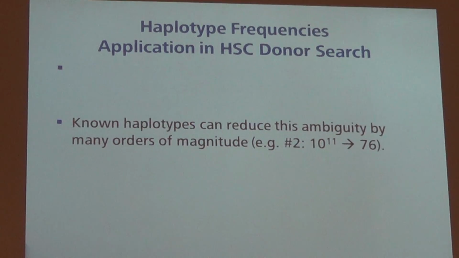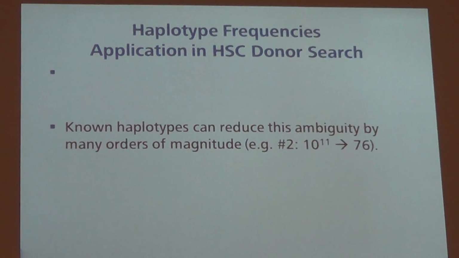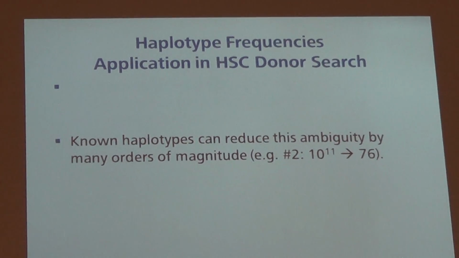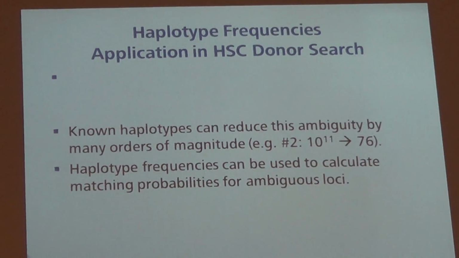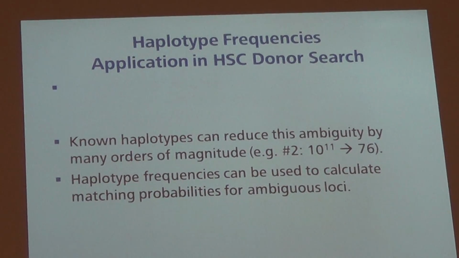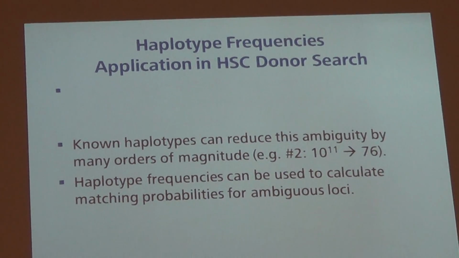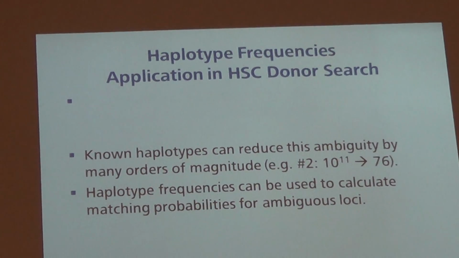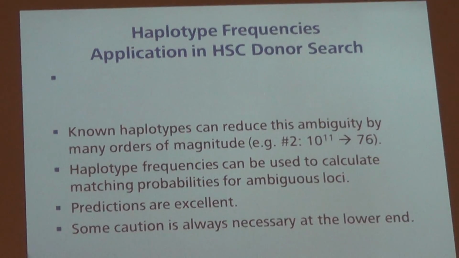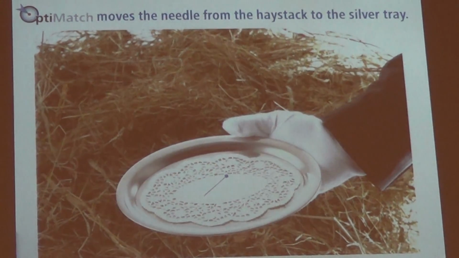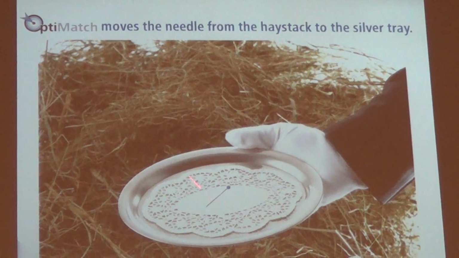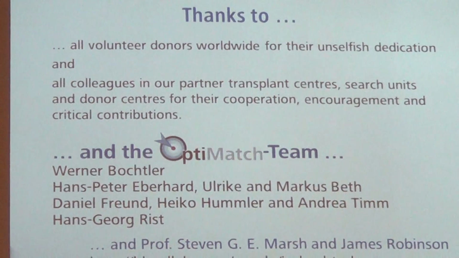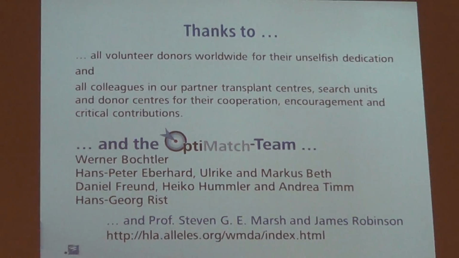So, what I have shown you briefly is that the known haplotypes can reduce the ambiguity on donor lists by many orders of magnitude. And you can use haplotype frequencies, not manually, but in the computer system, to calculate matching probabilities for ambiguous loci. Our goal is really to put the needle from the haystack onto a silver tray. And this is the end of my talk.